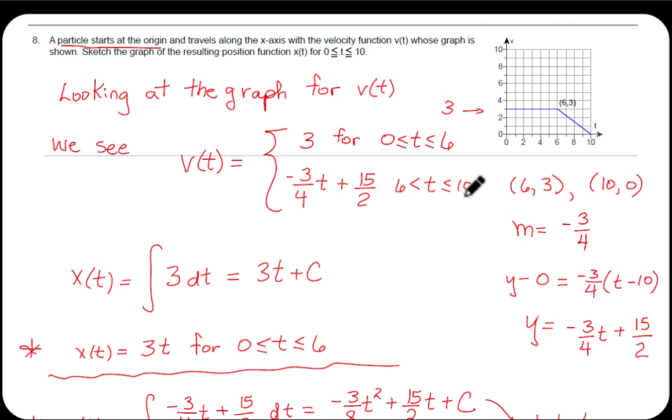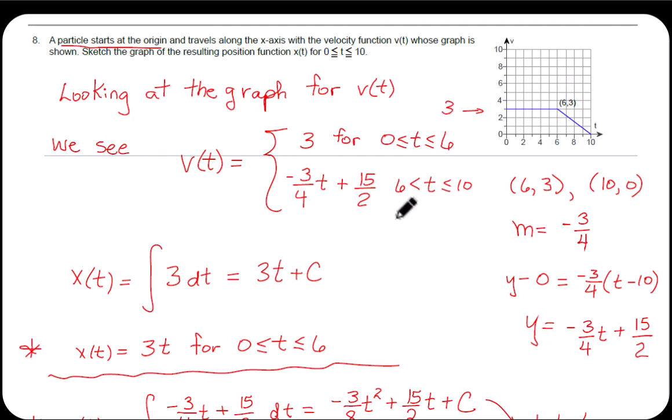Now you might say, how did you know to put the equal on the 6 or the equal on this 6? And it really doesn't matter, but it can't go on both. Otherwise it wouldn't be a function. So whether you put the equals here or the equals here, it doesn't matter.